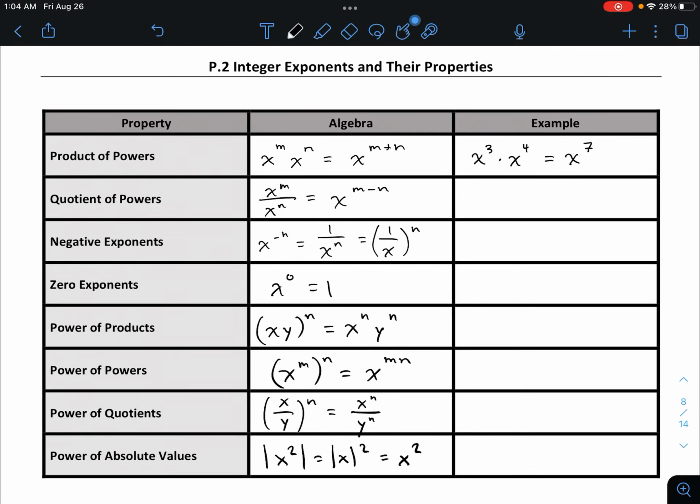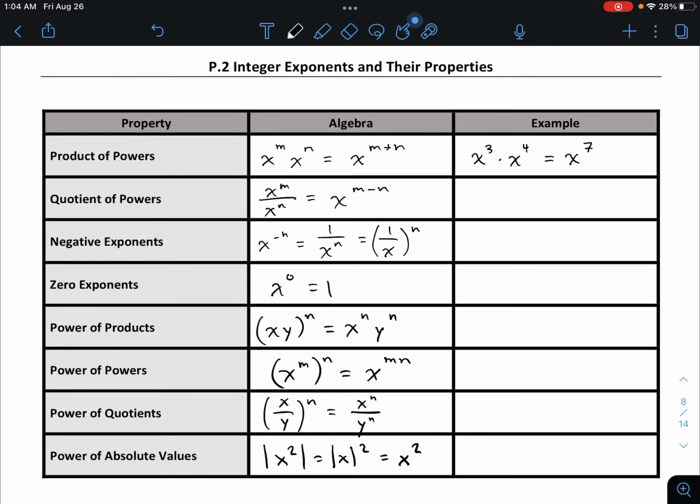All right, so we're in the prerequisite chapter, starting with section 2. We're getting into some integer exponents and their properties. So I have written all the algebra properties that we know so far with these types of exponents and powers, okay? So I'd like you to try to fill in the column with all the examples. You can see I did the first one for you.